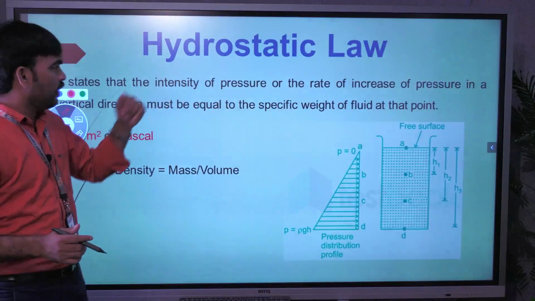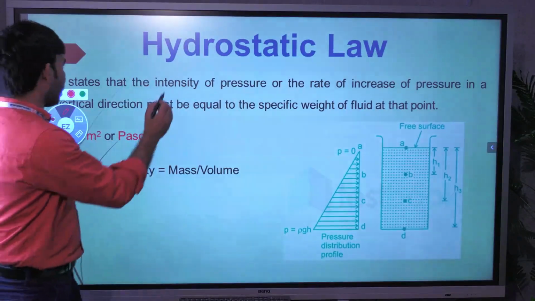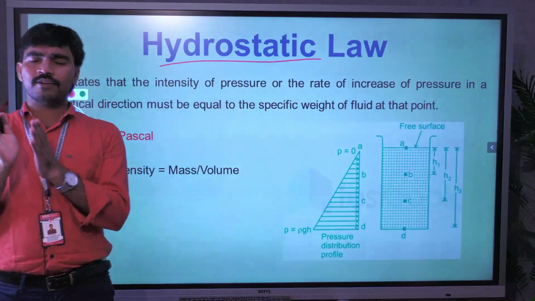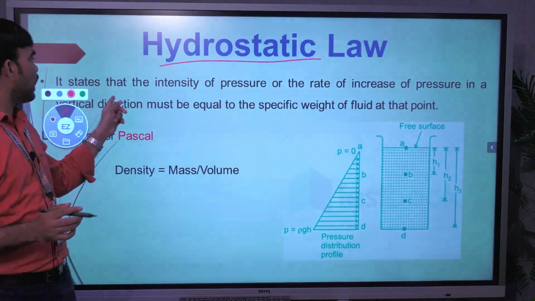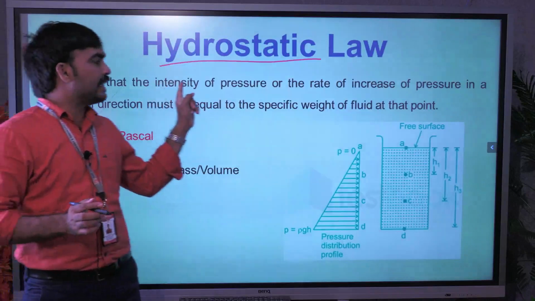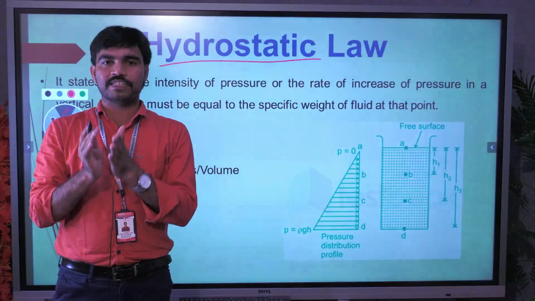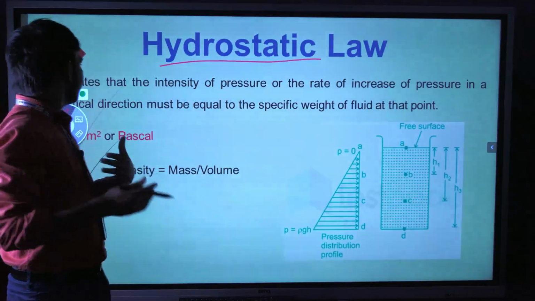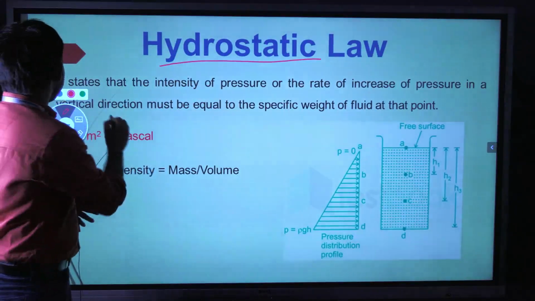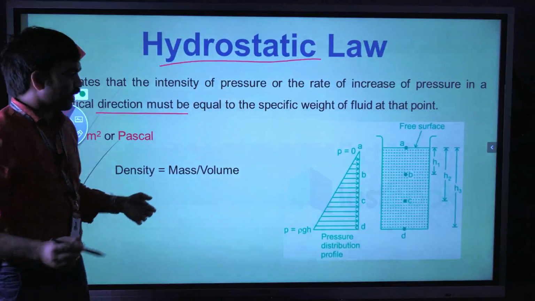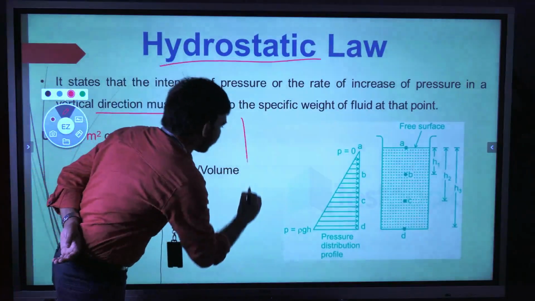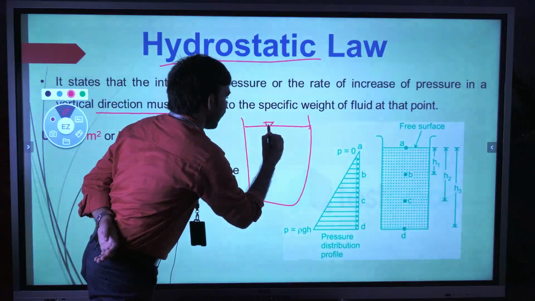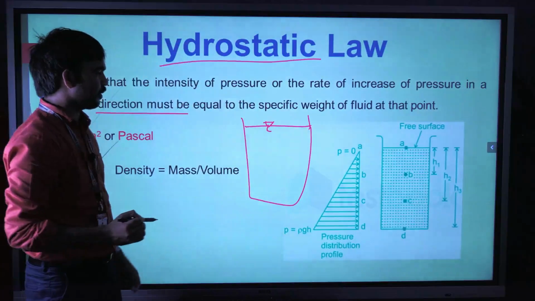So next we will talk about hydrostatic law. What will the hydrostatic law state? The hydrostatic law states that the pressure intensity, or rate of increase of pressure, is in the vertical direction. For example, I have considered this container, right? I have a liquid up to here.